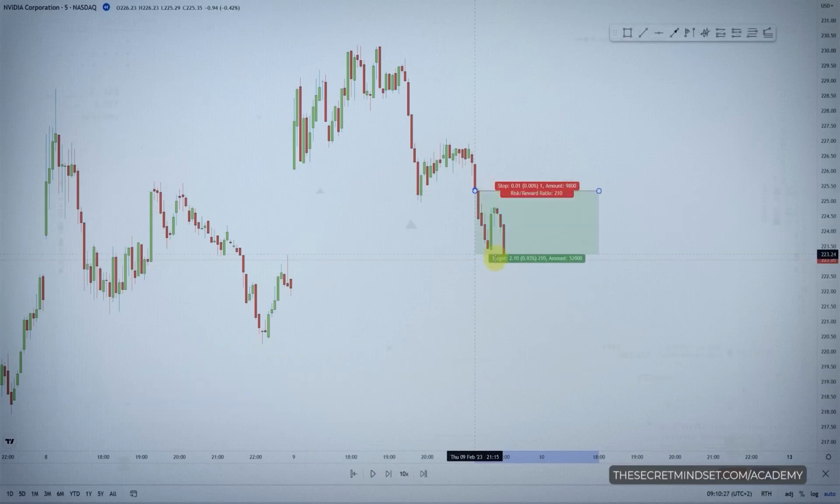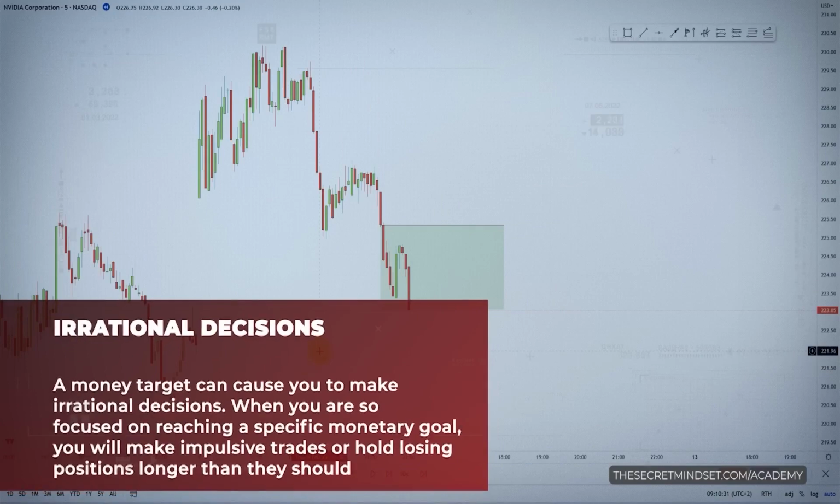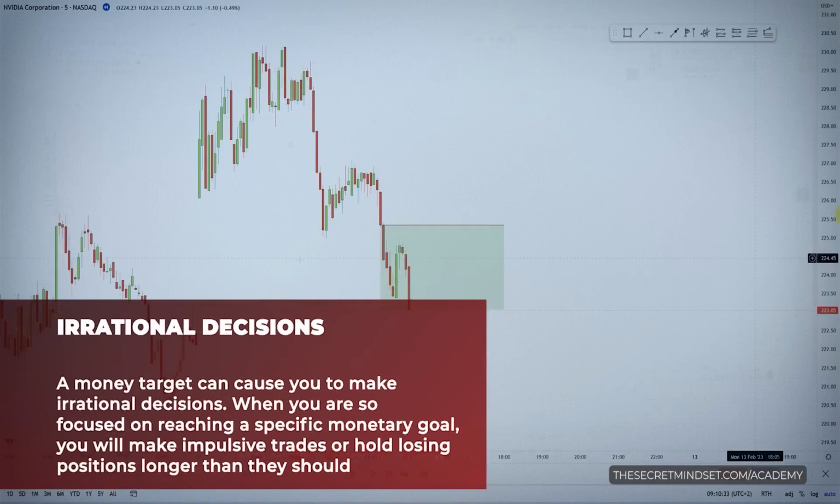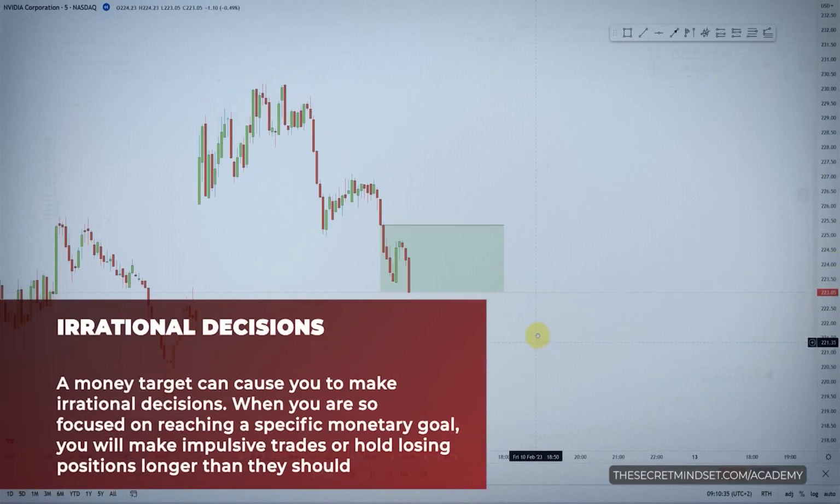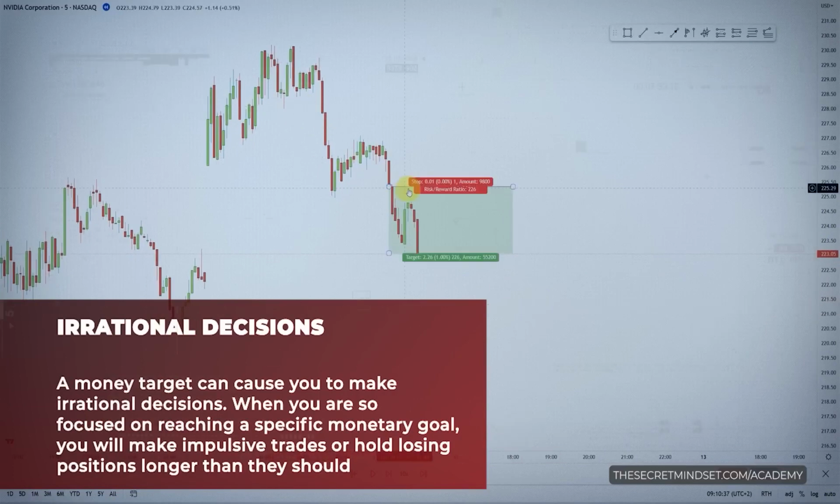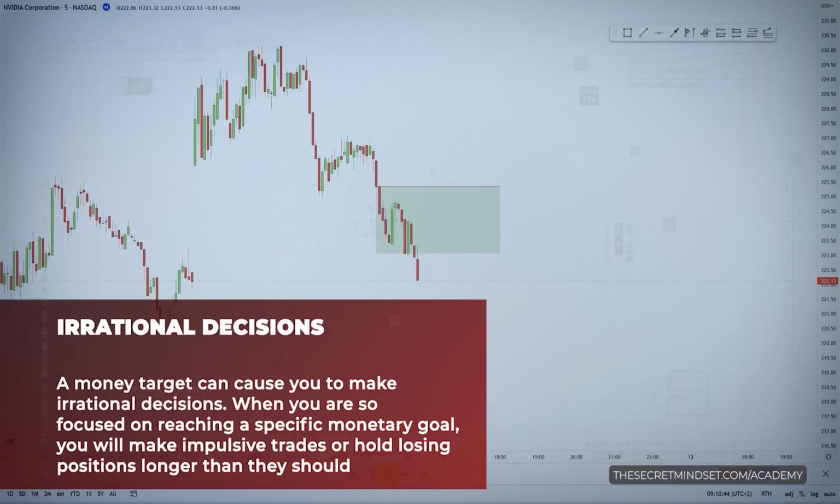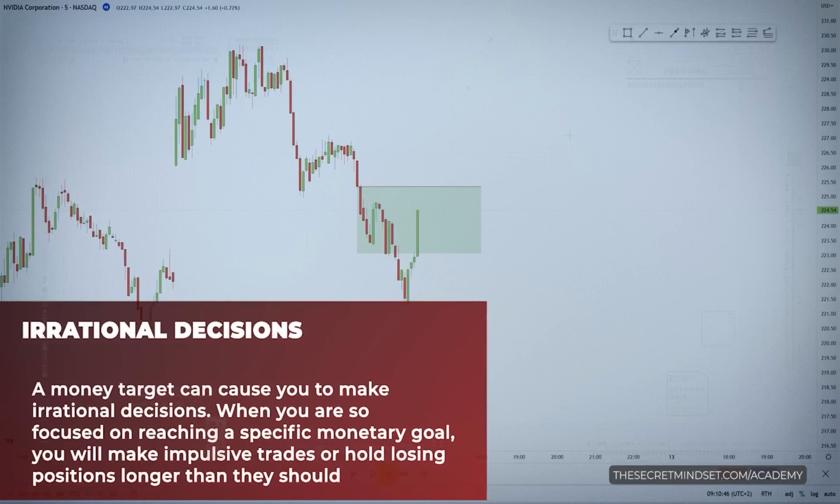There are several disadvantages when you set money targets. First, a money target can cause you to make irrational decisions. When you are so focused on reaching a specific monetary goal, you will make impulsive trades or hold losing positions longer than they should, which can lead to bigger losses.